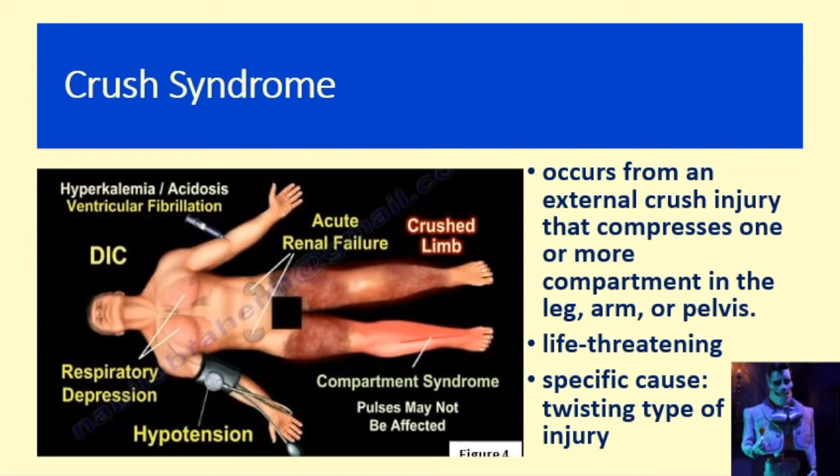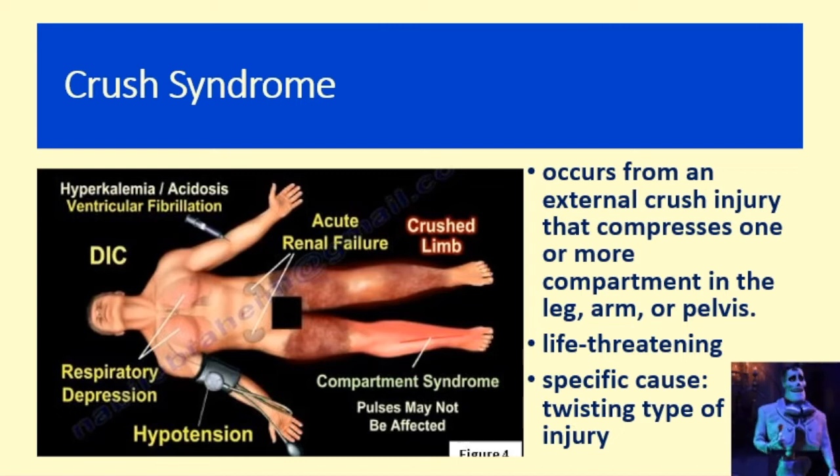Then you have the term crash syndrome. Class, your crash syndrome would occur from an external crash injury that would compress one or more compartment in the leg, arm, and pelvis. Again, it involves one or more compartment in the leg, arms, and pelvis. Okay, so this is a life-threatening complication of your fracture. What are the specific causes? So it could be the twisting type of injury.